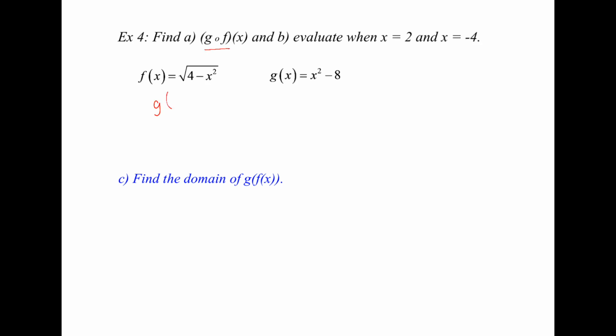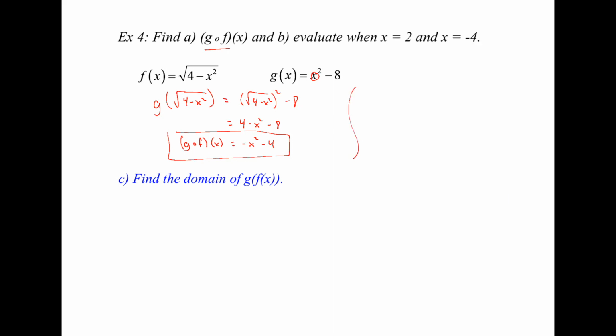So it's g of f of x, which is the square root of 4 minus x squared. And then wherever there's an x, you're going to replace it with the square root of 4 minus x squared. So it's x squared, so we'll do the square root of 4 minus x squared, minus 8. And then you evaluate. When you square a square root, those are inverses of each other, so they undo each other, cancel each other out. And now you're left with negative x squared minus 4. So g of f of x is equal to negative x squared minus 4.